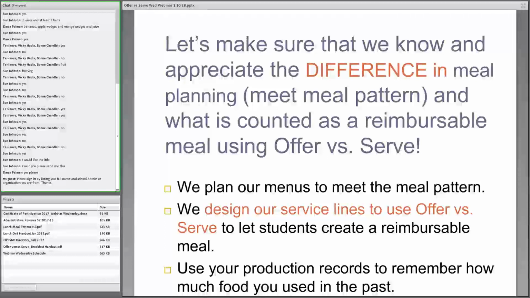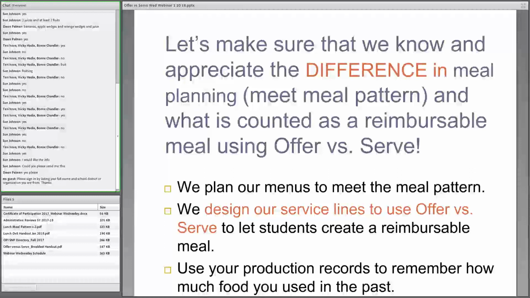So if you have a menu for the day that's a hamburger, fries, corn, apples, oranges, and milk, then that's where you could use your production records to look back in the past and see on that day how much corn did you use versus how many potatoes were served. How much applesauce did you serve versus the oranges, so that you're not putting too much food out, but you're still giving them the choices.